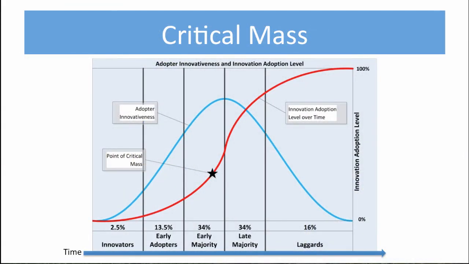Critical mass occurs when enough individuals have adopted an innovation and the rate of adoption becomes self-sustaining. This graphic is based on Everett Rogers' diffusion of innovation theory. The red line illustrates both time and the adoption level of the innovation. The star represents a point in time when the innovation becomes adopted by the majority of people.